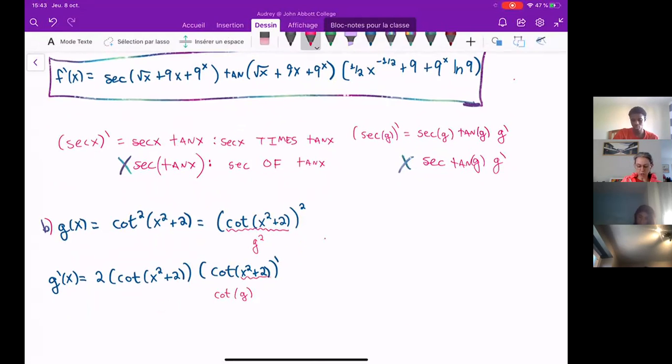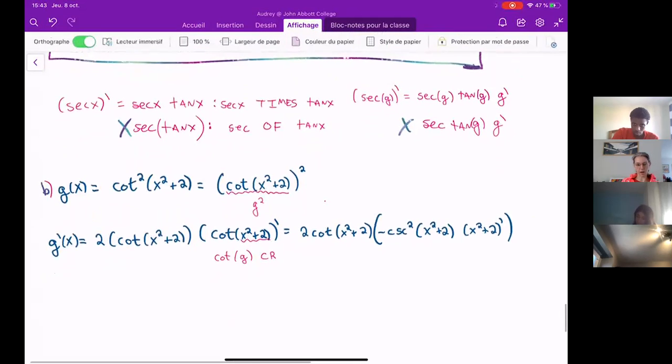So now my inside function here is that x squared plus 2, and I have another chain rule that I need to do, but this time it's that trig version of the chain rule. So I'm going to write 2 cotangent of x squared plus 2 times the derivative of cotangent we said was negative cosecant squared of x squared plus 2. So it's being evaluated in the same place as that original function, but then I have to pull out my g and multiply by that derivative. Take a second. Do you guys see what I just did there?